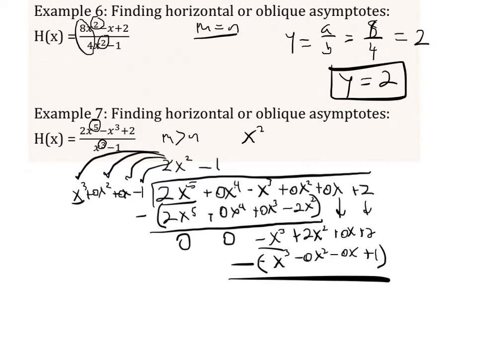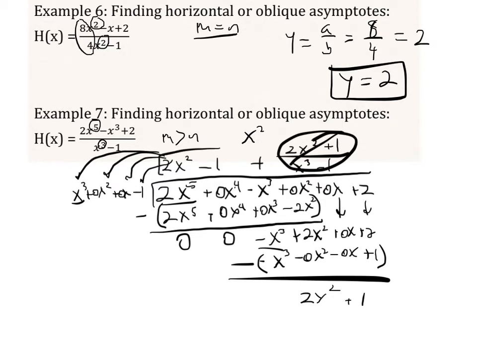So then we end up with 2 minus 1. We get zeros going around. We got 2x squared plus 1. So our final answer is 2x squared plus 1 over x cubed minus 1. Again, this disappears, and your answer for your oblique asymptote is 2x squared minus 1.